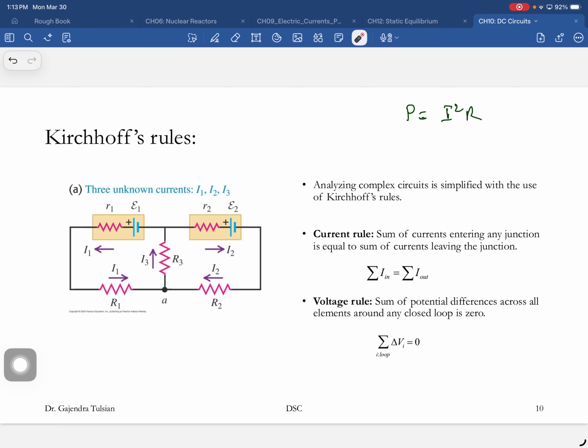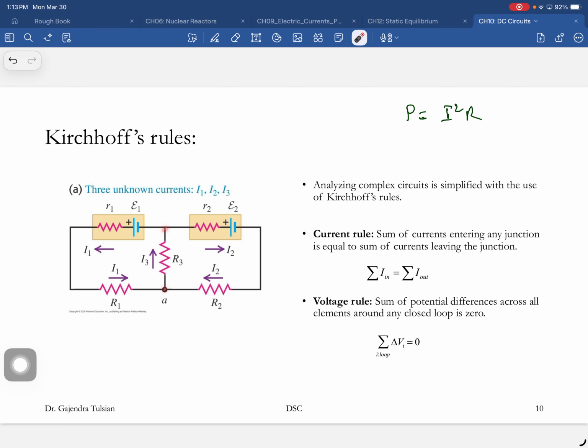Now this is the voltage rule. The voltage rule tells you the following. Before I tell you the voltage rule, let me do a physical analogy. Let's say this is a mountain, and you go for a hike in this mountain. Let's say you start off there, and you go for a hike, and you come back to your starting point. What is your total elevation change?